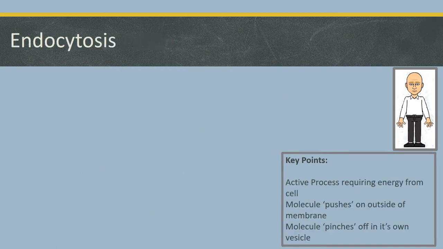So the second active process that I'd like to talk about is something called endocytosis. Now the clue is in the name, in that endo means in. We're going to see that across the course a few times, that endo means in. Now it's just basically the movement of a molecule inside the cell.